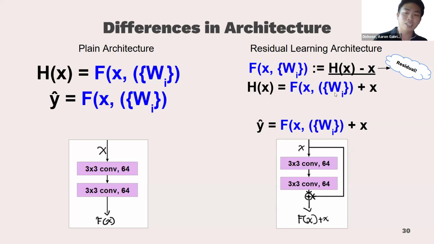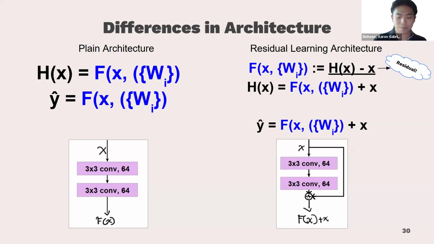Now, simple algebra would tell us, okay, we can move this x to the right, and then now we have redefined what the target of your function is. And that is why we are utilizing the shortcut connections here. That is how it was conceptualized.